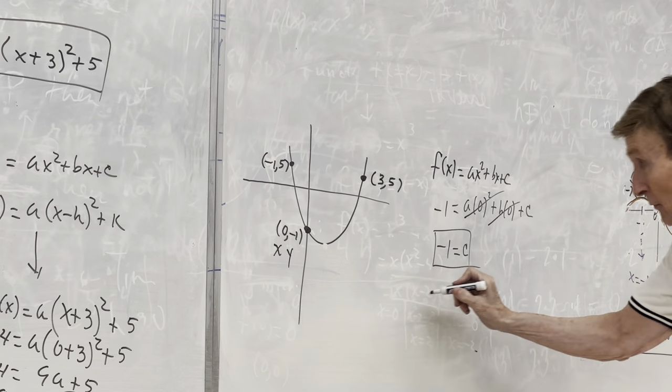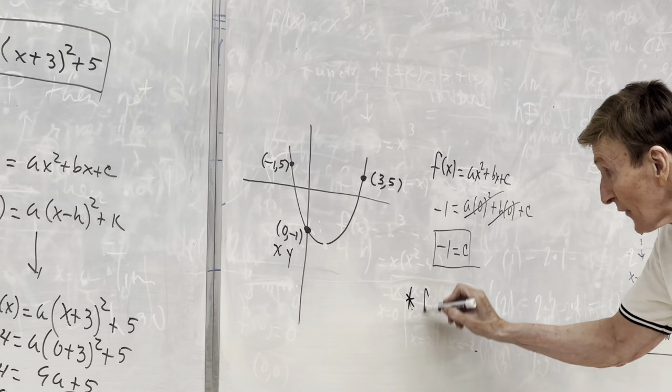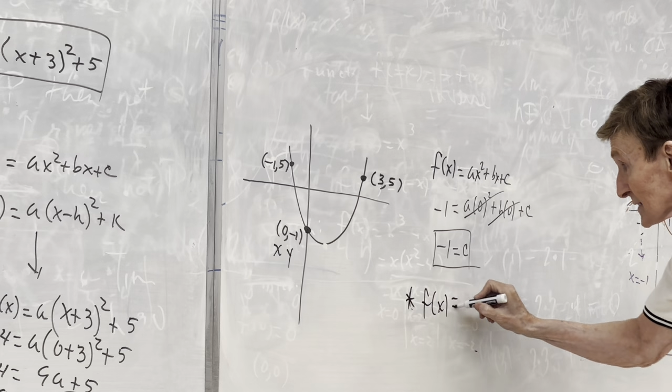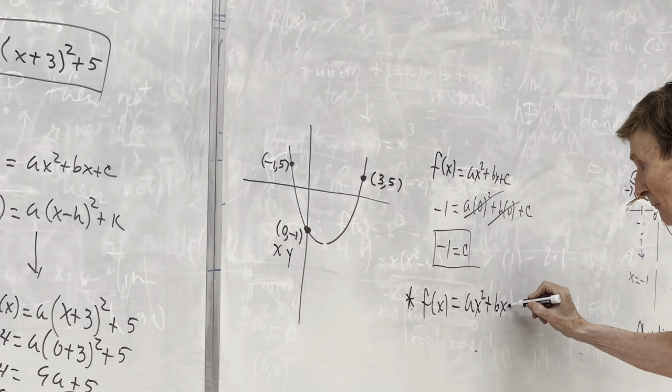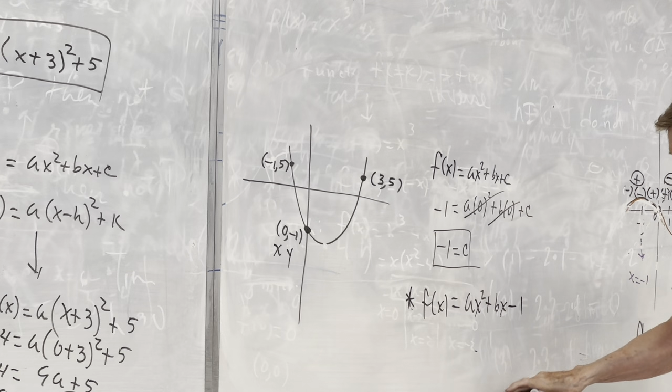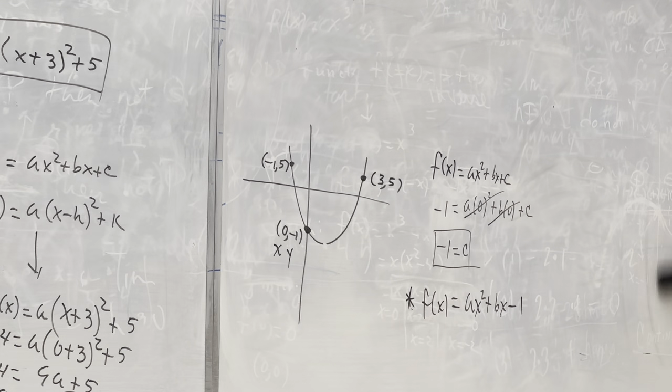Therefore, I'll put right here, slow down and say, now the function looks like this. f of x is equal to ax squared plus bx minus 1. C is -1. Now that's looking good. What else do I need to find? I need to find the a and the b.